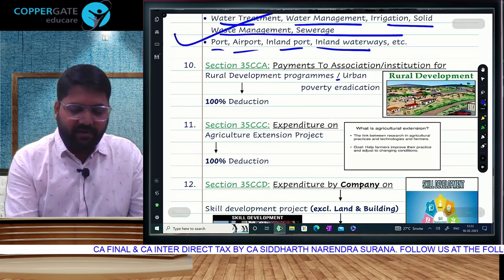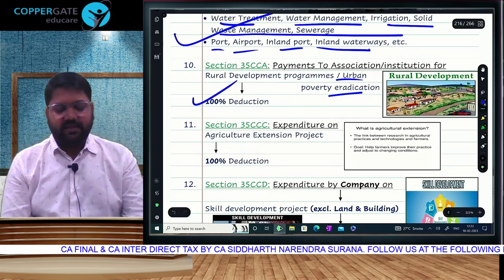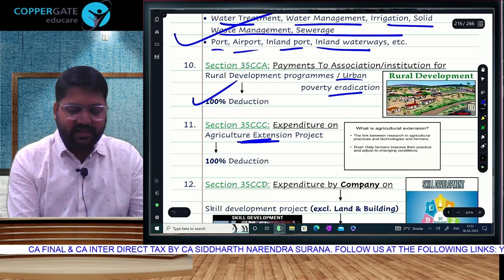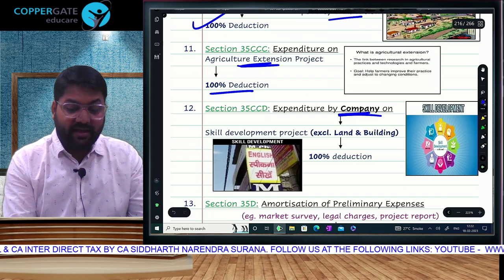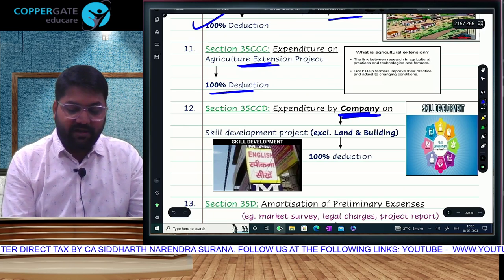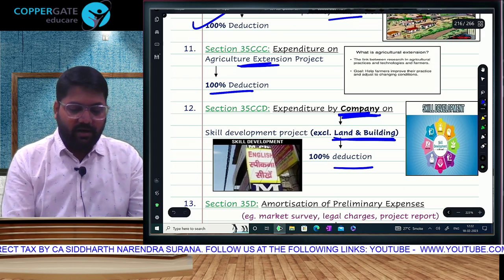Payment for rural development or urban poverty eradication, 100% deduction. Expenditure on agriculture extension, 100% deduction, whether capital or revenue. Expenditure by, this is only for company, on skill development, that also excluding land and building, 100% deduction.